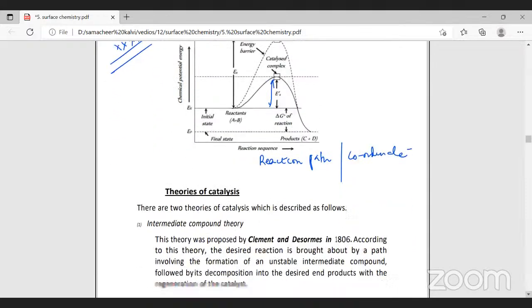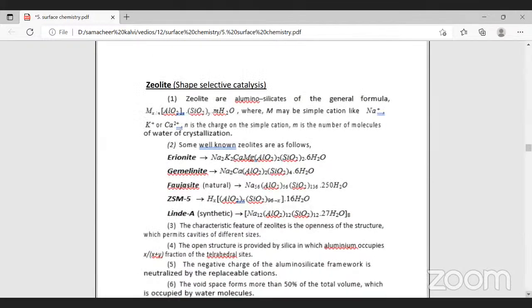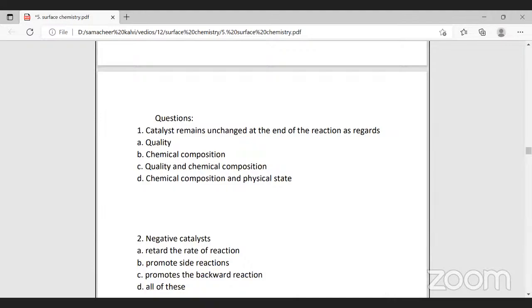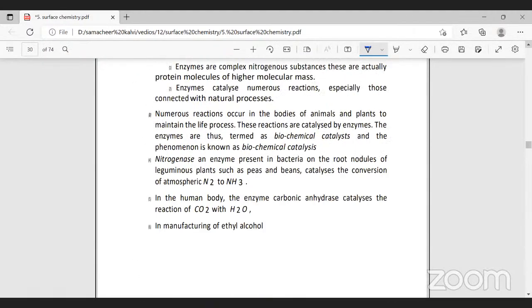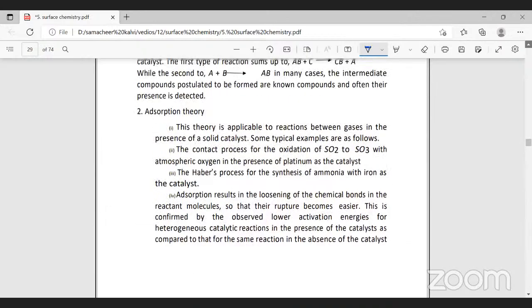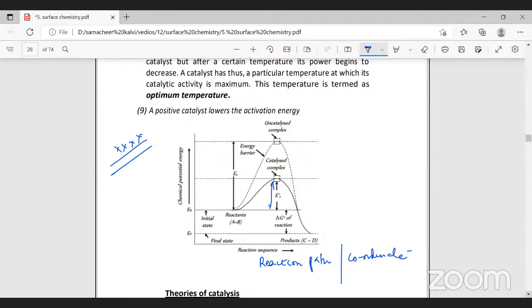Next, we have theories of catalysis. We will learn some of the questions based on catalysis in the next class, maybe on Friday, and then we will go to the topic of colloids. So the theory of catalysis we will start in the next class. We will stop the class for now.